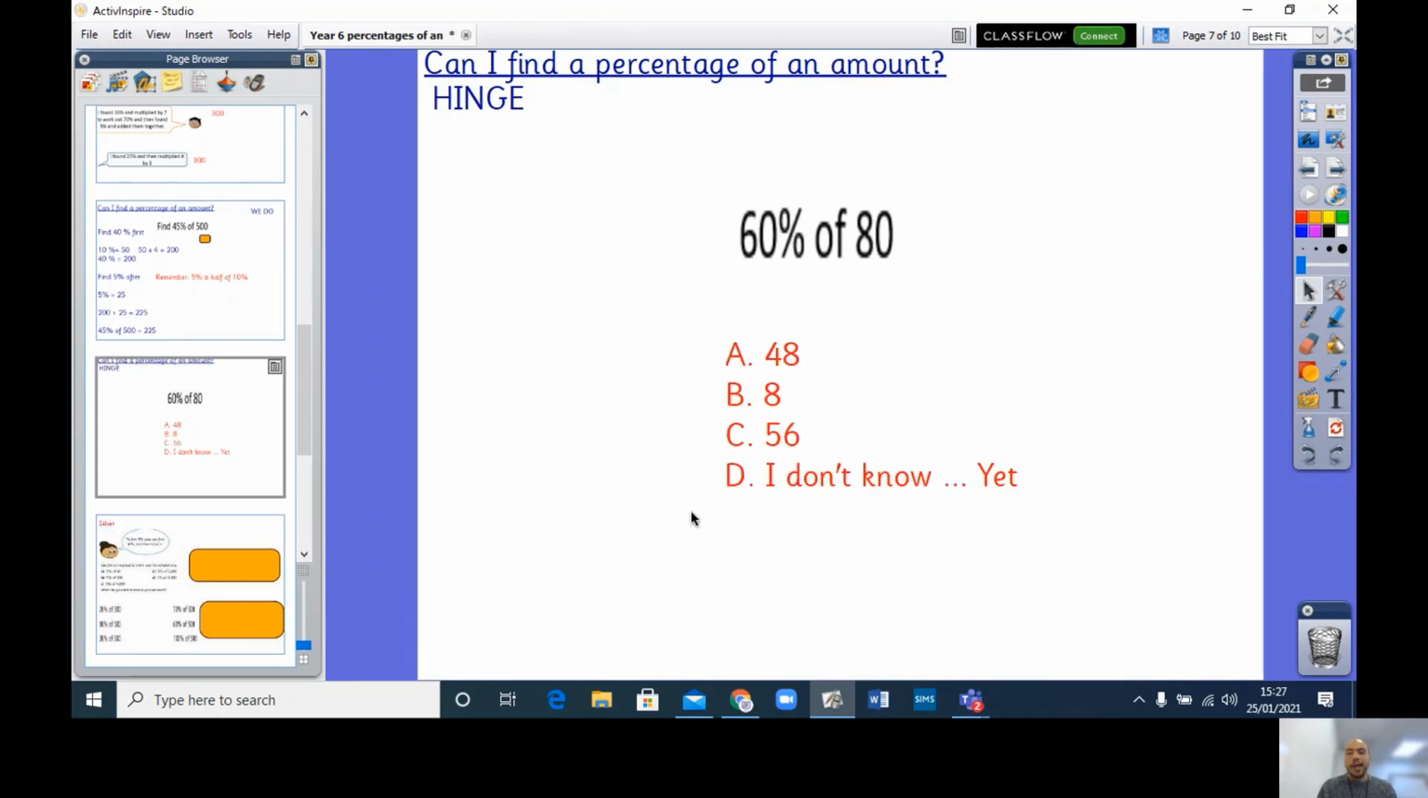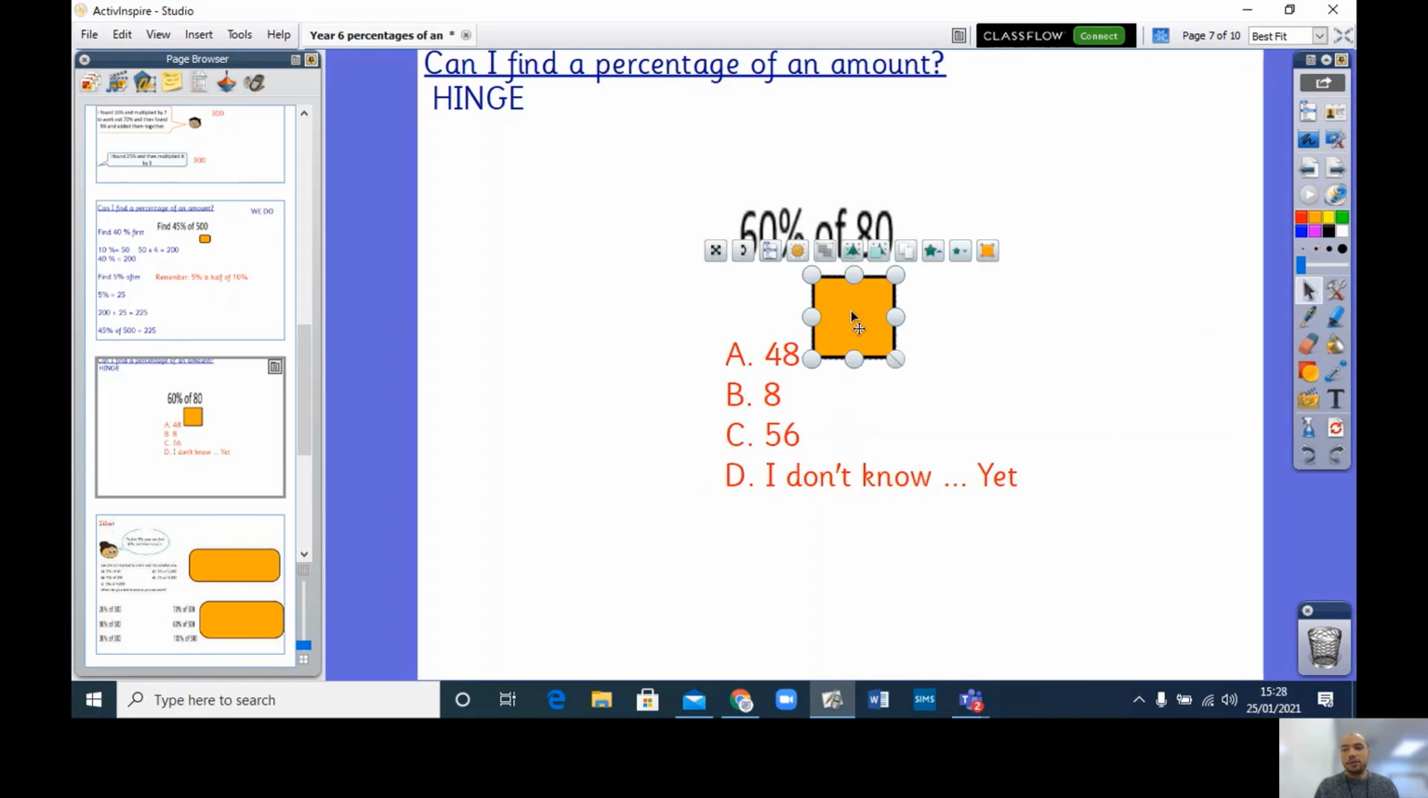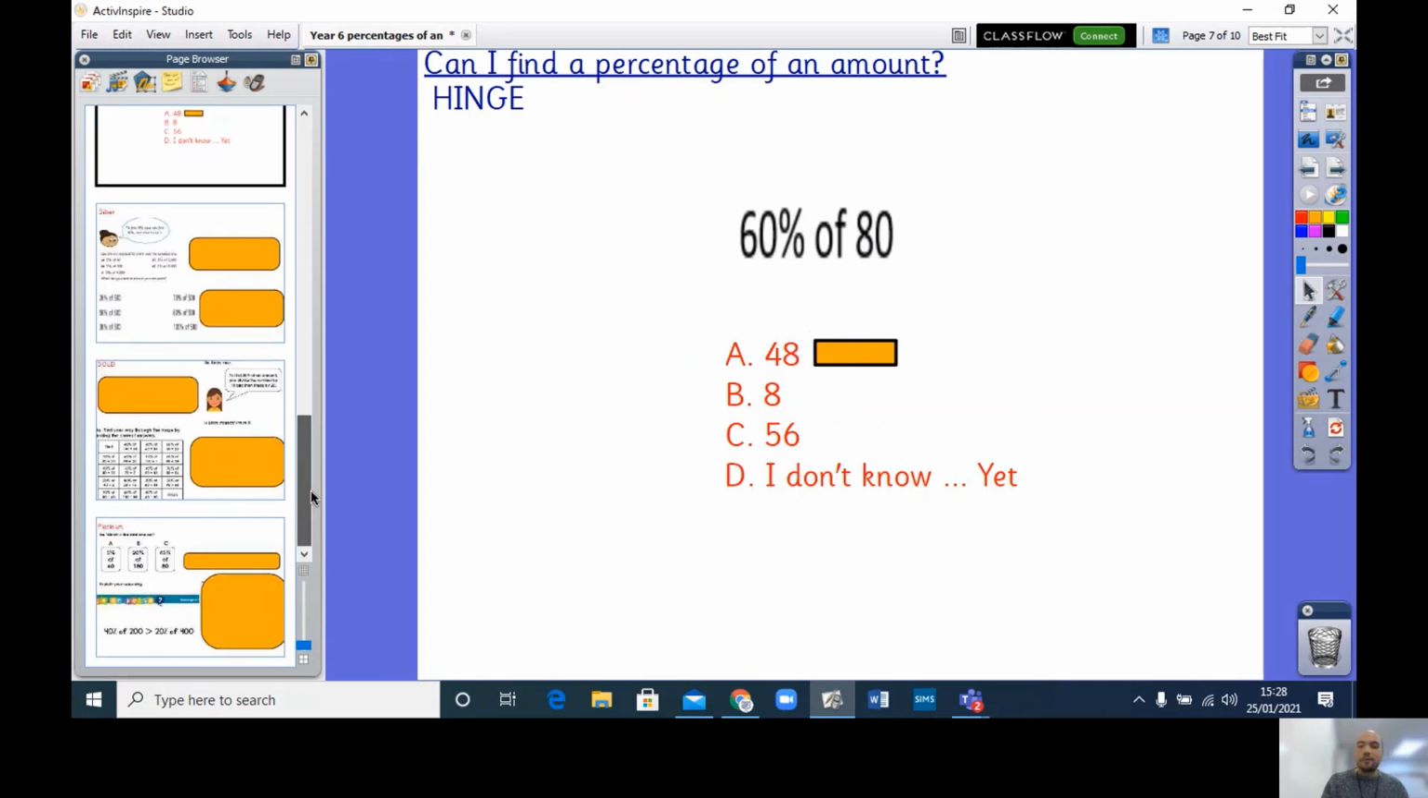Okay, brilliant. I'm going to reveal answers here. Check if your answer matches them. If not, pause the video and have another go at this question. Remember, find 10% first and then multiply. How do we get from 10% to 60%? So your answer should be this one here. Okay, A, 48. If you got the answer incorrect, don't worry. We're going to get there on our journey. Just go back to this, even if you go to the start of the video and watch the steps to success again.